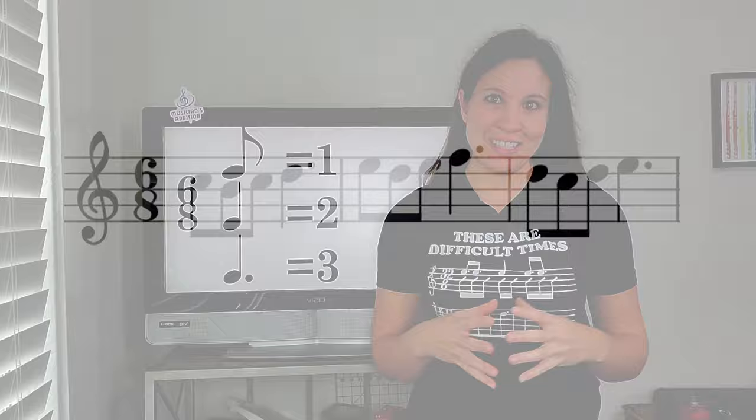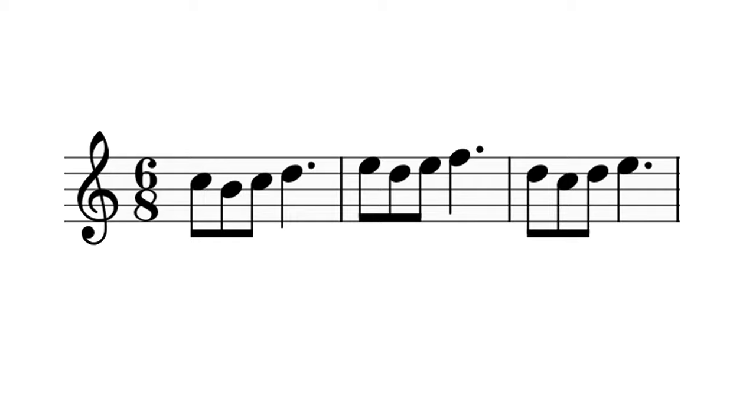Now let's look at some exercises to count. Let's take a look at this first exercise from our Rubank Elementary method for flute. Here we can see that we have a lot of 8th notes. Remember, the 8th note gets the beat, so this is 1, 2, 3. And remember, the dotted quarter note is worth 3, so that's worth 4, 5, and 6. So that's how that goes.